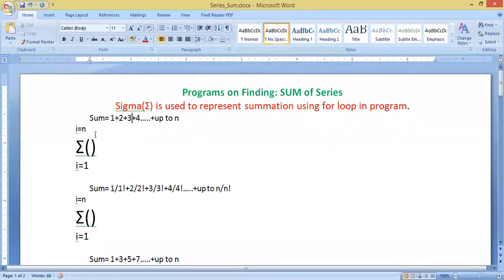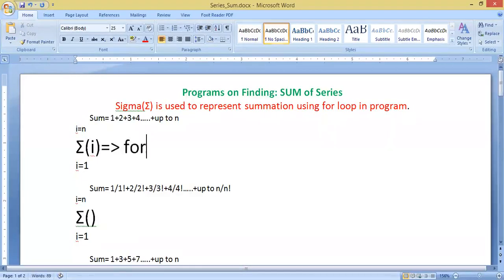But can we represent this using sigma? Yes. Below sigma I have written the starting limit, above sigma I have written the end limit. So in every type of series, we have to find the sum of this series, right? And to find this sum, we have to define our sigma. So what is written inside this? Inside we will write only i, right? So this will be simply represented by a simple for loop.